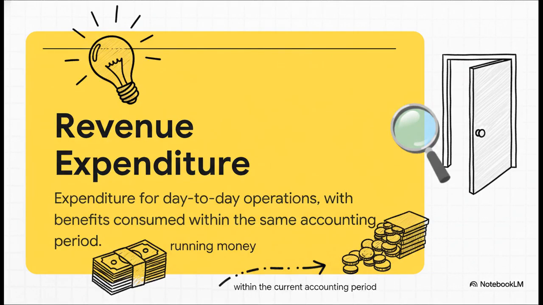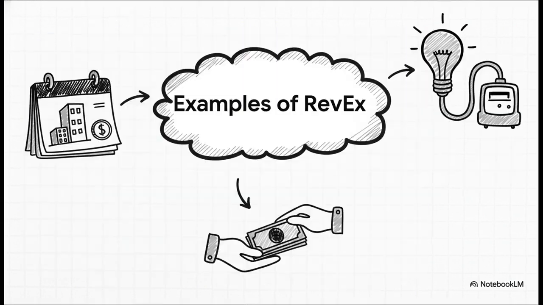Now, on the other side of the coin, you've got revenue expenditure. This is your running money. It's all the stuff you have to pay for just to keep the lights on and the doors open, day in and day out. The key difference here is that the benefit from this spending gets used up almost right away, definitely within the same year. This is the everyday stuff, the day-to-day grind. It's paying your rent, your employees' salaries, the power bill. These costs aren't building you a new asset for the future. They're just maintaining what you've already got, right now. They're the essential costs of just doing business.